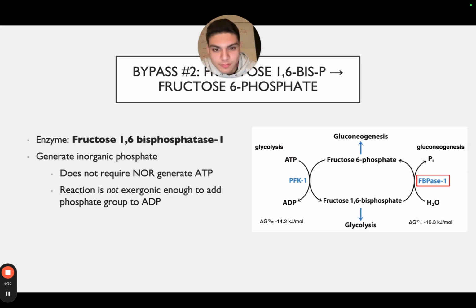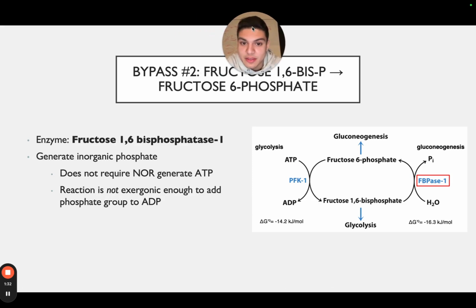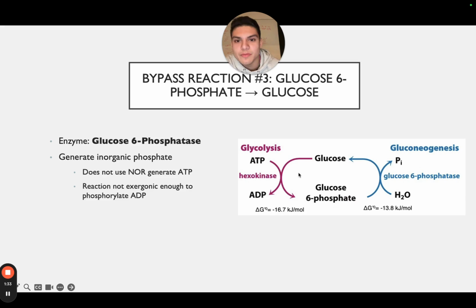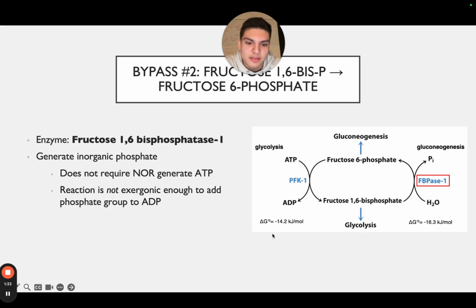So we have fructose 1,6-bisphosphate converting into fructose 6-phosphate. What ends up happening is we need to use water to hydrolyze one of these phosphate molecules, number 1 that we're going to hydrolyze, and we form inorganic phosphate, and it does not require nor generate ATP. You may ask why it doesn't go in the reverse direction. I don't know, but the reaction is not exergonic enough to add a phosphate group to ADP. I think that's why it doesn't just go in the reverse direction. So that's why we need this different enzyme. Oh yeah, and also the delta G's are listed here, so you can convince yourself of why it's not able to.